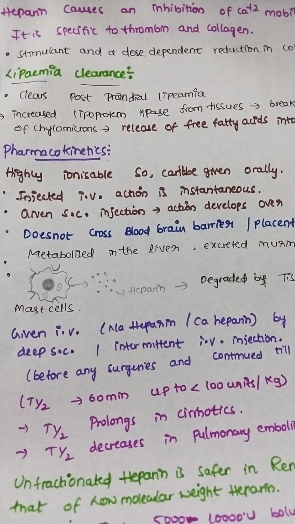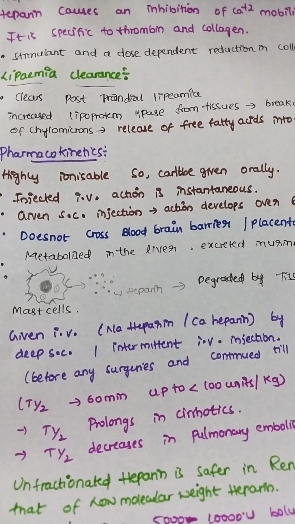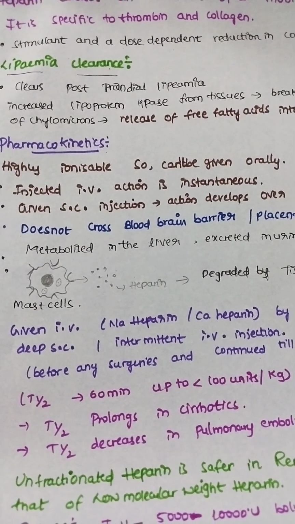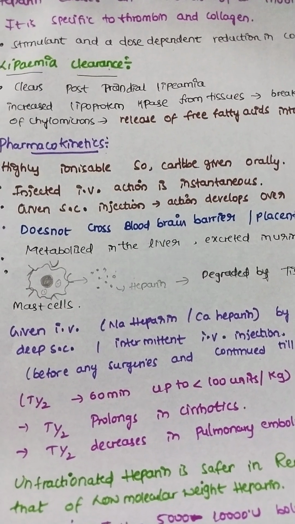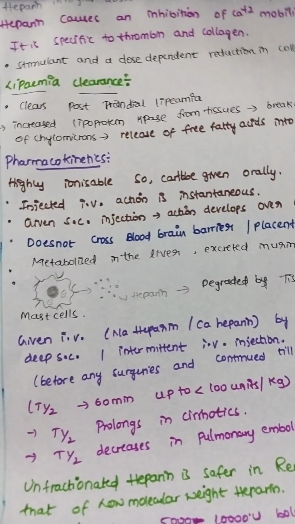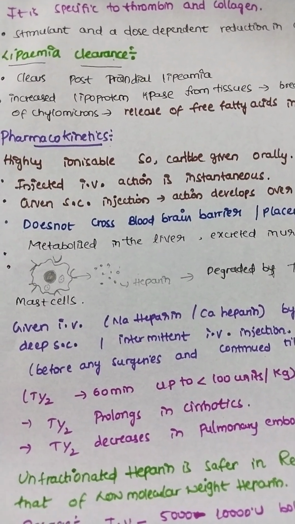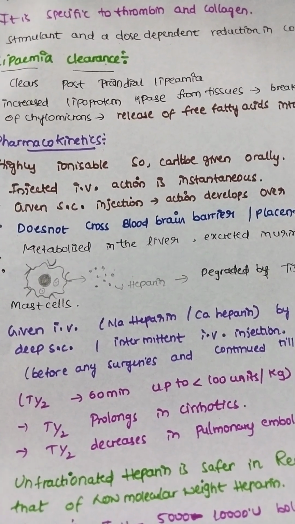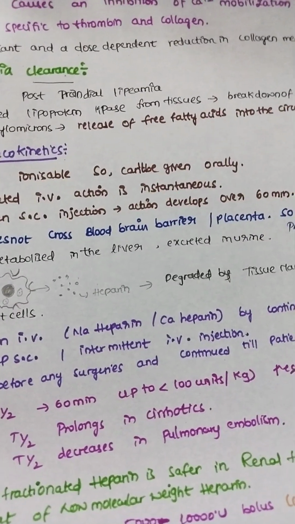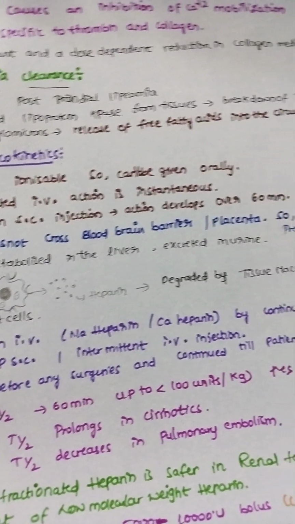What are the pharmacokinetics? Heparin is highly ionizable. If we give it orally, it is easily excreted, so we should give it IV. If we give it IV, its action is instantaneous, so we should give it continuously. Or we give a subcutaneous injection, which is preferable, at an angle of 45 degrees. Action will develop over 60 minutes.